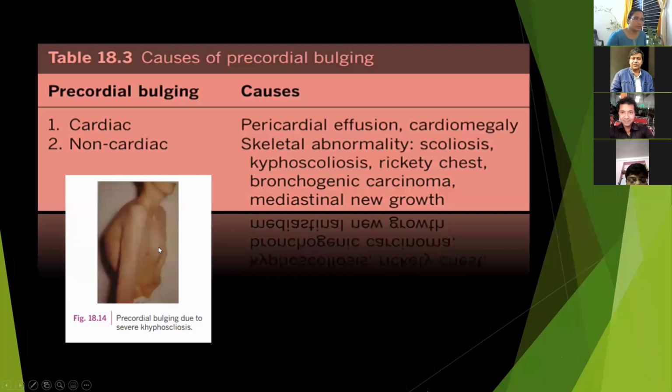This patient does not have any heart disease, but his findings will mislead you to think that this patient may have heart disease. So cardiac causes of precordial bulging are pericardial effusion and cardiomegaly, and non-cardiac causes of precordial bulging will be scoliosis, kyphoscoliosis, rickets, bronchogenic carcinoma, and new growth of the mediastinum, which is eroding the ribs.